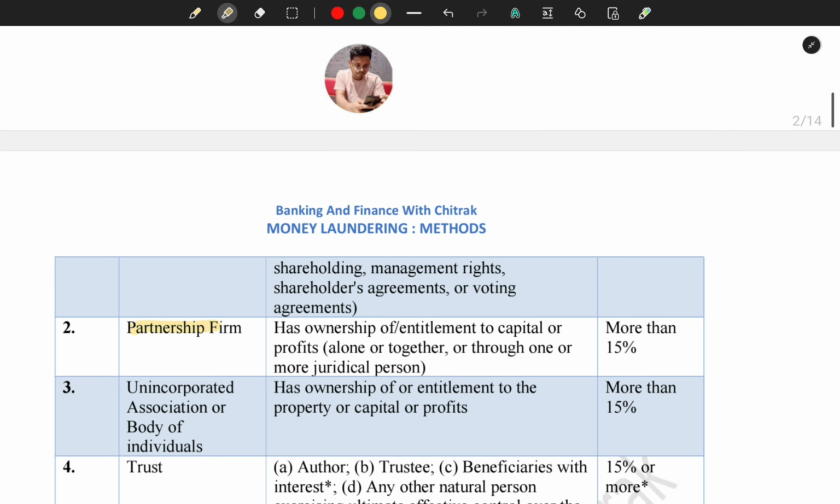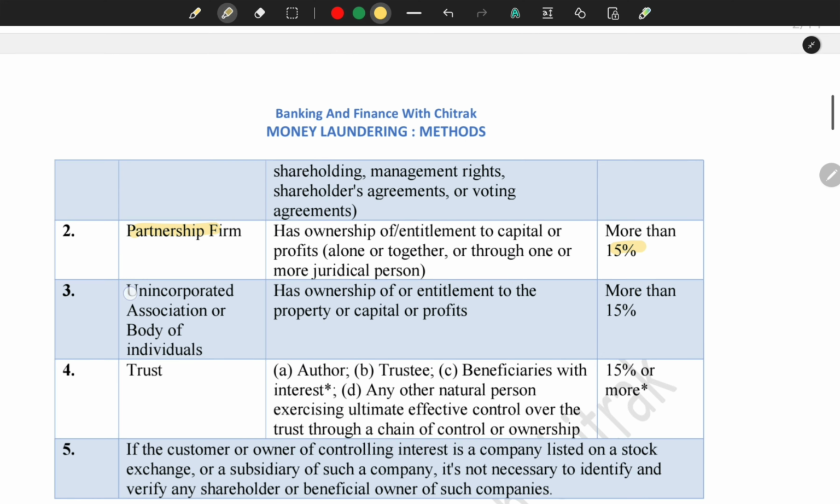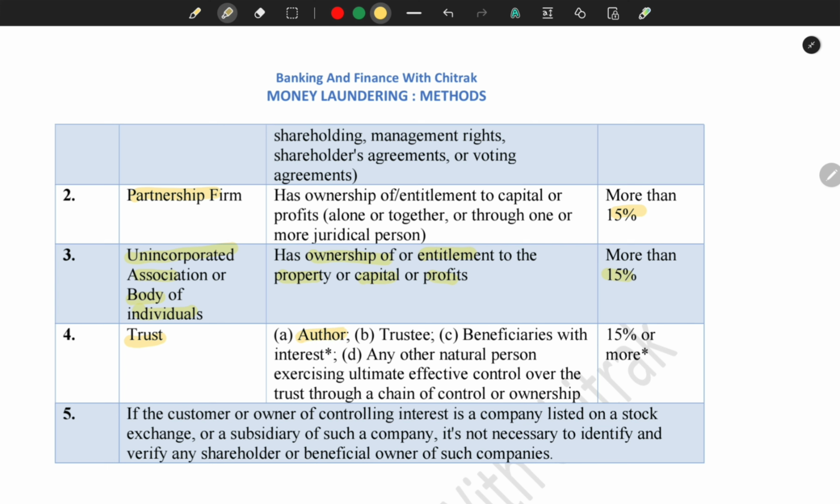Next, in case of partnership firm, if the ownership or entitlement to capital or profits alone or together or through one or more juridical person is more than 15%, then that person is considered the BO. Next, in case of unincorporated association or body of individuals, that person has ownership of or entitlement to the property or capital or profits of more than 15%, then that person is considered the BO. In case of trust, if it's an author or trustee or beneficiaries with interest of 15% or more, or any other natural person exercising the ultimate effective control over the trust through a chain of control or ownership, then they are called the beneficial owner.